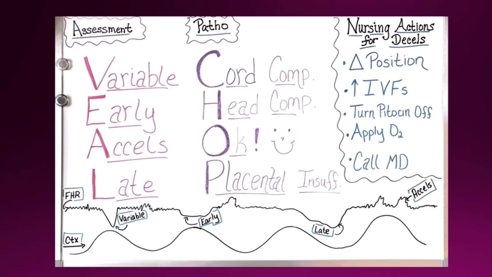So variable decels indicate cord compression. Your early decels are going to indicate head compression. We love to see accelerations. That's a great thing. So those are okay. They make us happy. And then your late decels are going to be placental insufficiency. So along the bottom, you have your contractions, you have your fetal heart rate, and then you can see how those decels look based on the contractions that they're having.